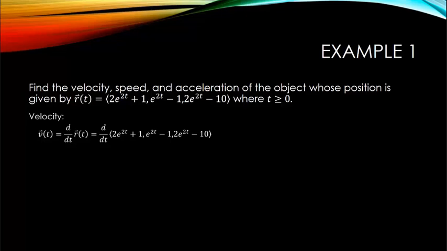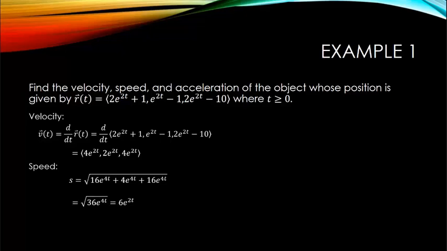The velocity vector is the first derivative of the position vector. This means I will take the derivative with respect to t of each of my components, 2e to the 2t plus 1, e to the 2t minus 1, and 2e to the 2t minus 10. The velocity vector has the components 4e to the 2t, 2e to the 2t, and 4e to the 2t. The speed is given by the magnitude of the velocity. S for the speed is equal to the square root of 16e to the 4t plus 4e to the 4t plus 16e to the 4t, which reduces to 6e to the 2t.